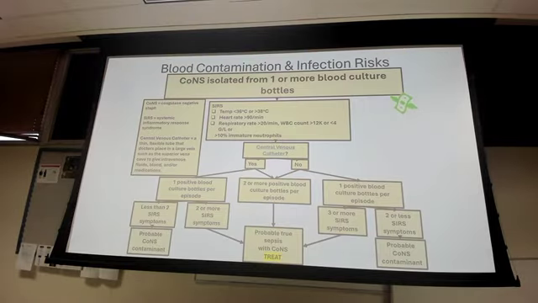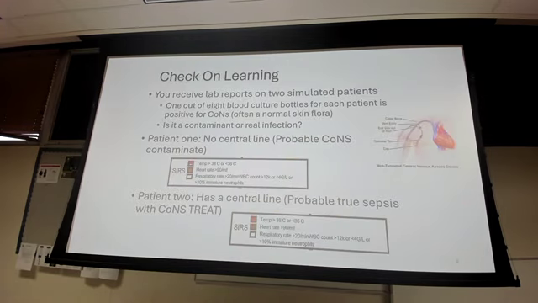All right, here is that breakdown again. All right, and I put the actual answers from yesterday. We're going back and forth, okay? So that check on learning slide. So if you receive a lab report on 2 simulated patients, 1 out of 8 blood culture bottles for each patient is positive for coagulase negative Staph aureus. Is it a contaminant or a real infection? So the first patient has no central line.